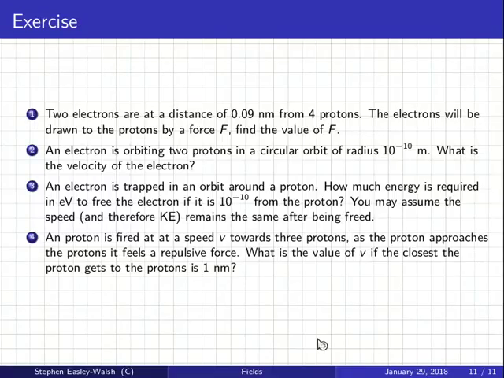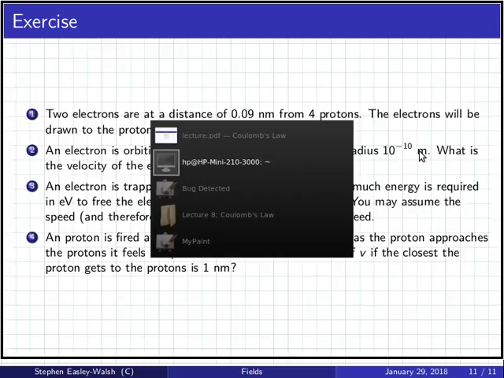Two electrons are 0.09 nanometers from 4 protons. The electrons will be drawn together by a force. Find the force. Alright, so that's Coulomb's law, nothing special there. So it's K, or 1 over 4 pi epsilon 0, times Q1. What's Q1 here? 2 electrons, and Q2? 4 protons, and the distance is 0.09 times 10 to the minus 9 squared. So you just put all that in the formula and you get your answer.